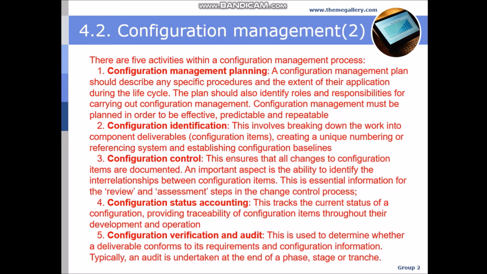There are 5 activities within a configuration management process. The first, configuration management planning. The second, configuration identification. The third, configuration control. The fourth, configuration status accounting. And finally, configuration verification and audit.